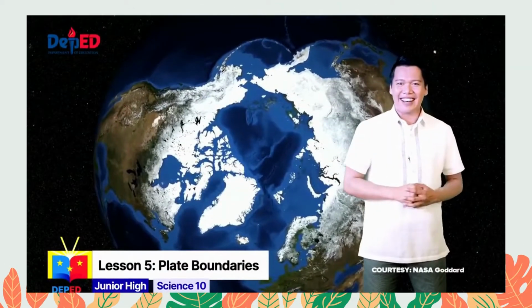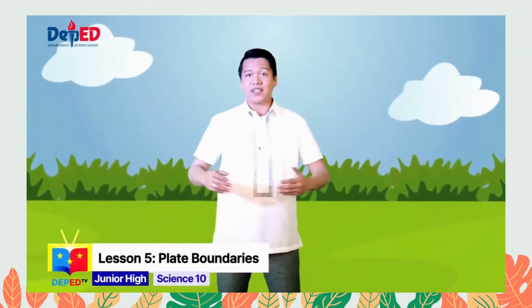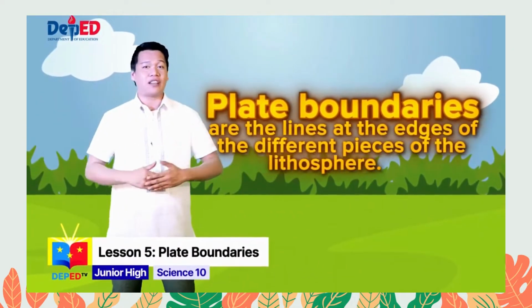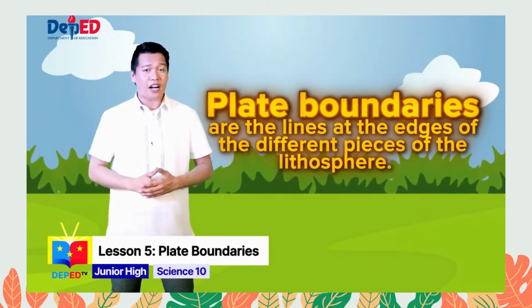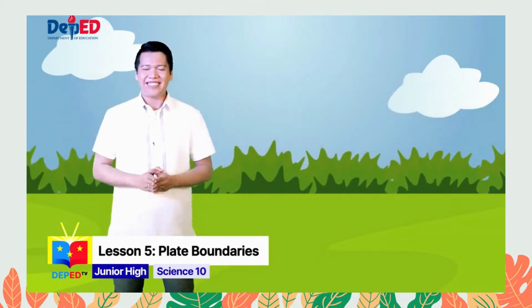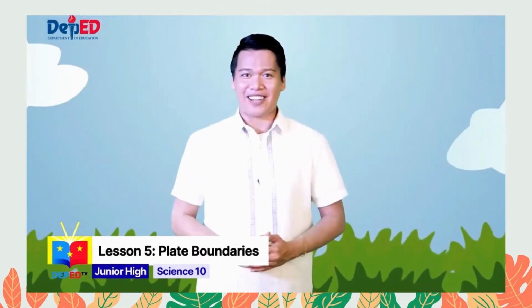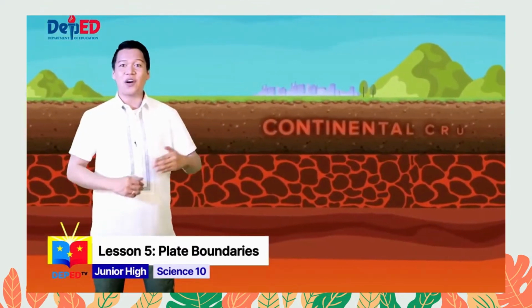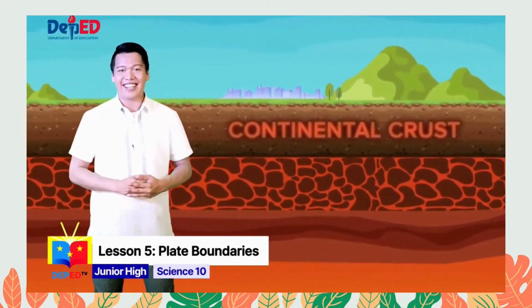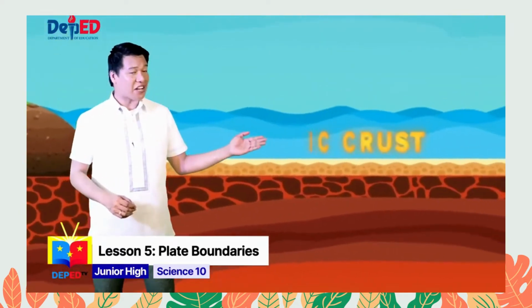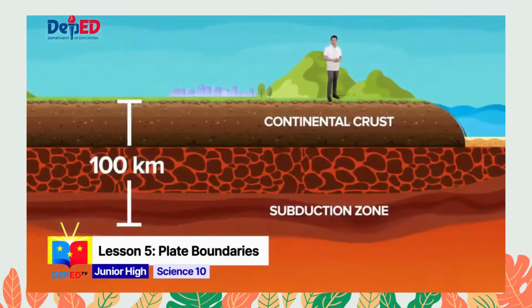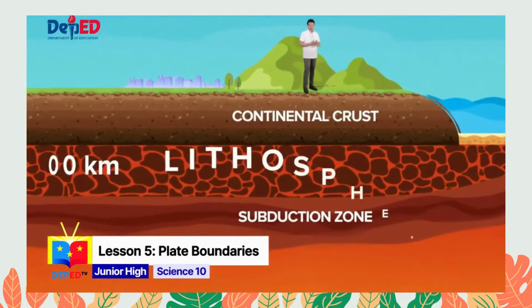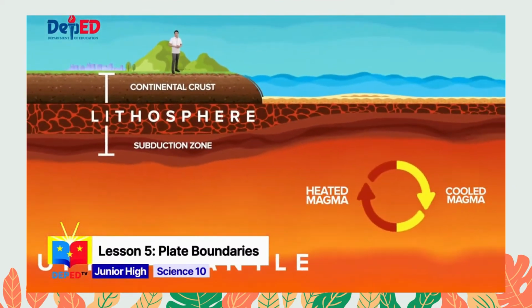Let's begin! Plate boundaries are the lines at the edges of the different pieces of the lithosphere. And lithospheric plates are moving due to the convection current in the Earth's interior. There are two types of crust. The continental crust, which is thicker but less dense, and the oceanic crust, which is thinner and denser. Remember, the Earth's lithosphere moves slowly and constantly over time.